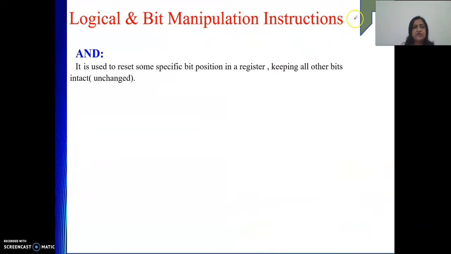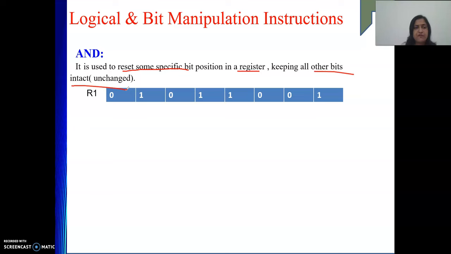So the AND instruction is used to basically reset some specific bit position. You can do AND for anything, but particularly we can use it in this circumstance. It is used to reset some specific bit position in a register or wherever, keeping all other bits intact. That means other bits I should not change, right?